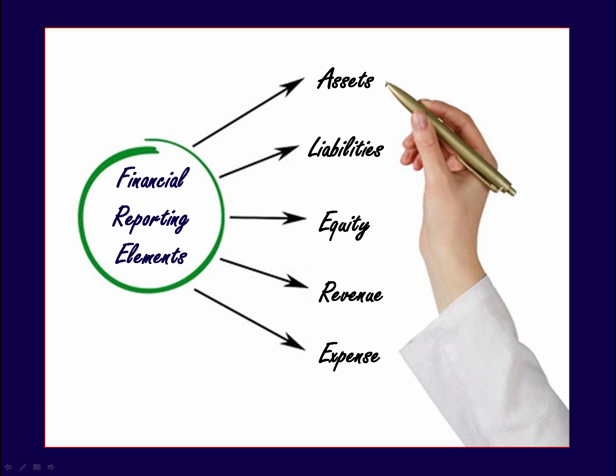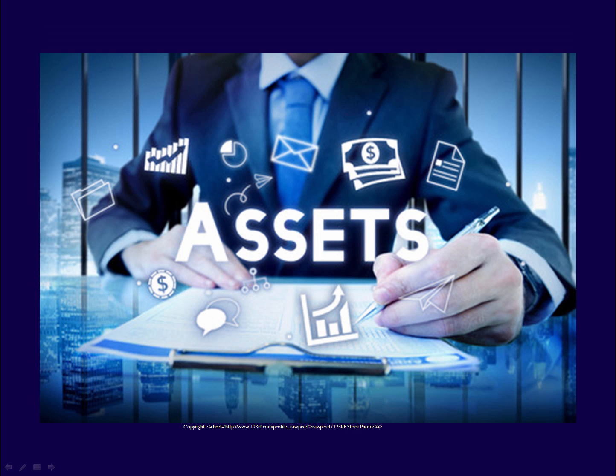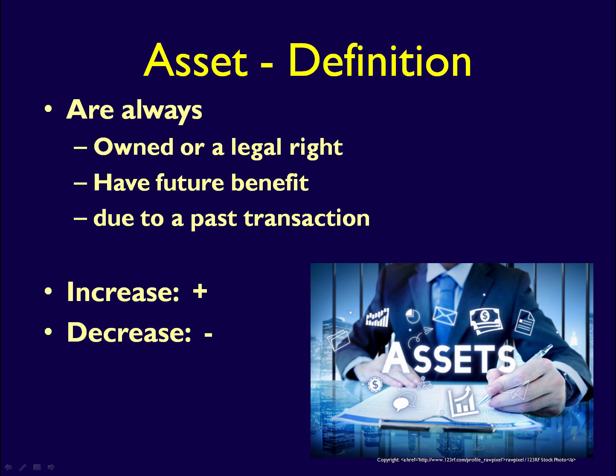Recall that there are 5 basic elements: assets, liabilities, equity, revenue, and expenses. Accounts are grouped using these same financial reporting elements, so we can review the common accounts under each element in that order, starting with assets. Remember that assets have 3 characteristics. They are owned by the business, or the business has a legal right to use that asset. The asset will benefit the business in the future, and the asset exists due to something that the business did in the past. As with all the elements, assets increase with a plus and decrease with a negative indicator.